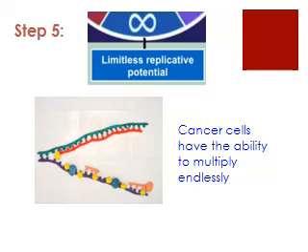Step 5 is limitless replicative potential. In this step, cancer cells have the ability to multiply endlessly. And so an analogy there would be like the Energizer Bunny, which just keeps going and going and never runs out of energy, and they keep multiplying.